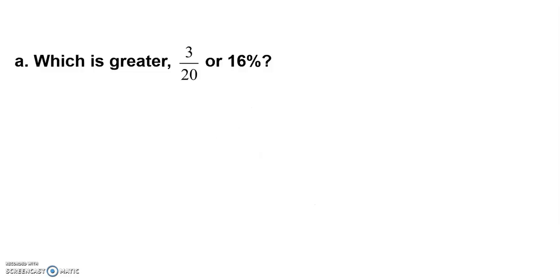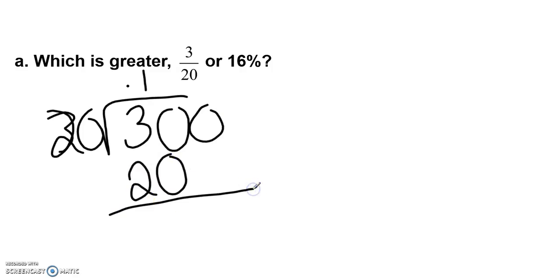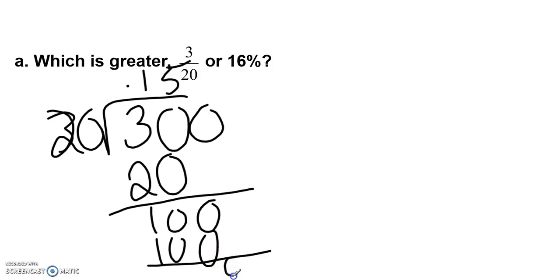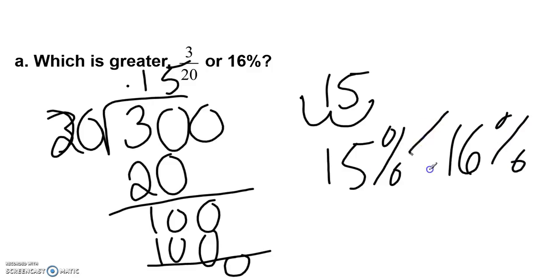Okay, which is greater? 3/20 or 16%. So we have 3 in here, and then 20 out here. Put a dot there, add some zeros. 20 goes into 30 once, and that's going to be 20. That is going to be 10. Bring down that 0. It goes in there 5 times, and that's 100. So that's it. So 0.15 or 15%, and then we have 16%. So which one's greater? Obviously 16%.